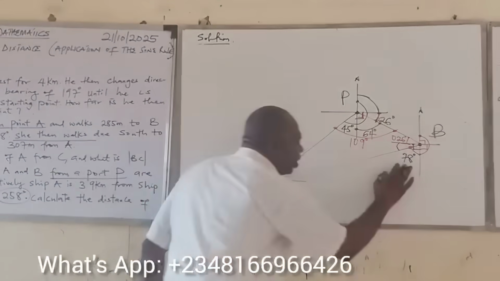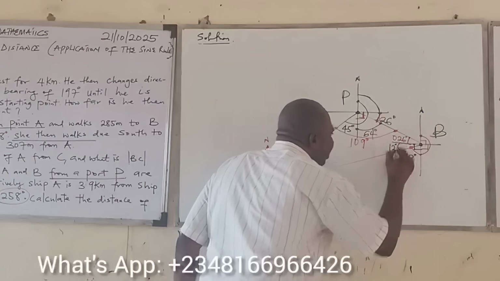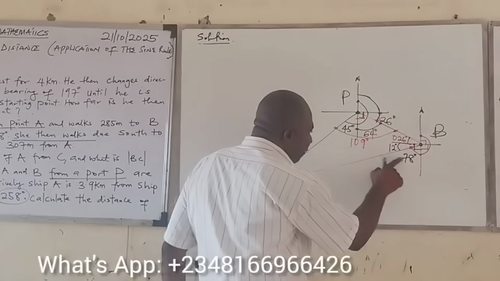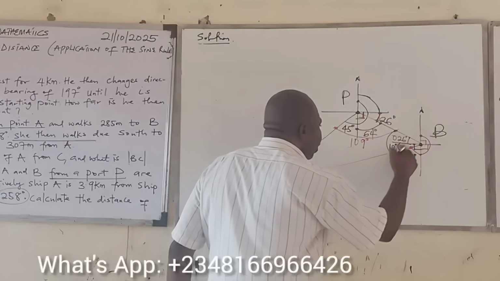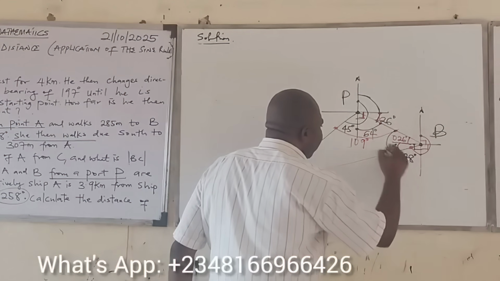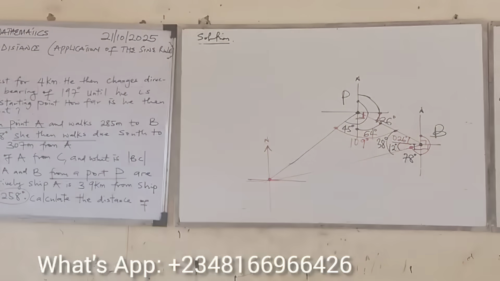So if it is 78 degrees, it means to make it 90, we have 12 degrees left, because 12 plus 78 is 90. So the whole of this angle is 12 plus 26, and that will give us 38 degrees.